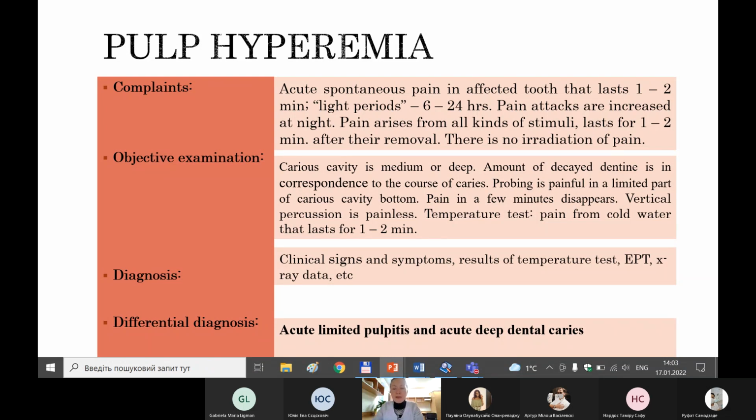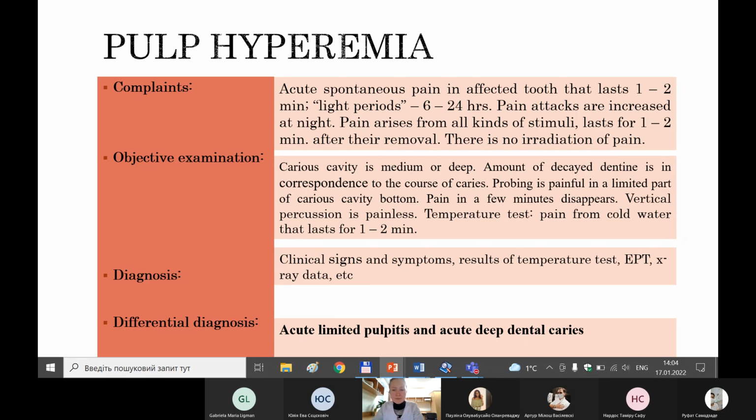Objective examination: the caries cavity is medium or deep. The amount of decayed dentine corresponds to the course of caries. Probing is painful in a limited part of the caries cavity bottom. Pain disappears in a few minutes. Vertical percussion is painless. The temperature test, applying cold or hot, gives pain from cold water that can last for 1-2 minutes.